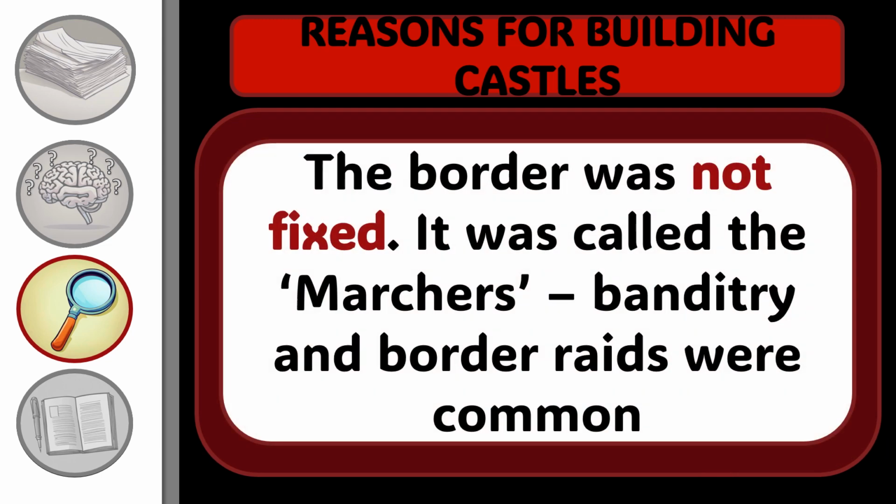So I would argue that the main reason why William built castles was that the border between Wales and England was not fixed. It was called the Marches, so there was a very blurred line between where England ended and Wales began. As a result of that, you have banditry and border raids that were really common. It was a bit like the Wild West of lawlessness, where it was easy for trouble to spill over the border into England, which is something William was keen to avoid.